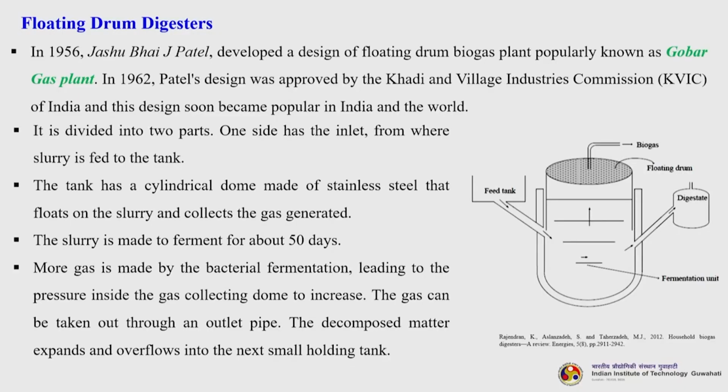The slurry is made to ferment for about 50 days. More gas is made by bacterial fermentation, leading to the pressure inside the gas collecting dome to increase. Now, the gas can be taken out through an outlet pipe. The decomposed material expands and overflows into the next small holding tank.